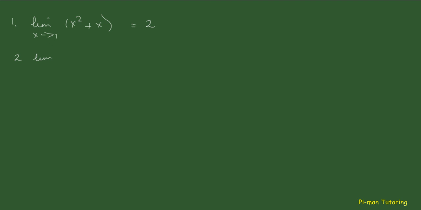2, the limit as x tends to 1 of 4x squared minus 1 over 4x squared minus 4x plus 1. First thing to do is plug in the values, and we get 3 on top. We get 1 on the bottom. The answer is 3.